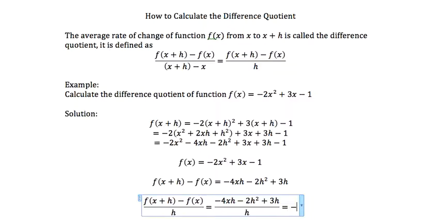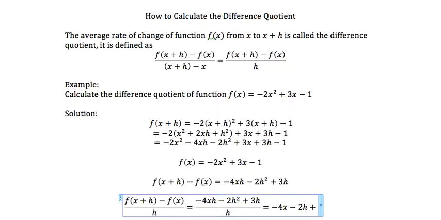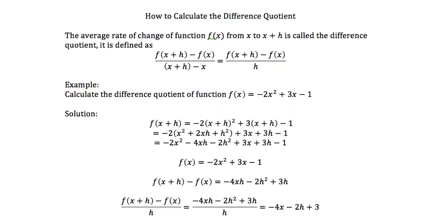Negative 4xh divided by h is negative 4x. Then minus 2h squared divided by h is minus 2h. Plus 3h divided by h is plus 3. So your final result is negative 4x minus 2h plus 3. That's the difference quotient of f(x) equals negative 2x squared plus 3x minus 1. If you have any questions, please email me.